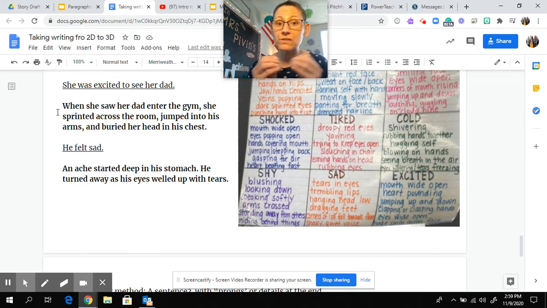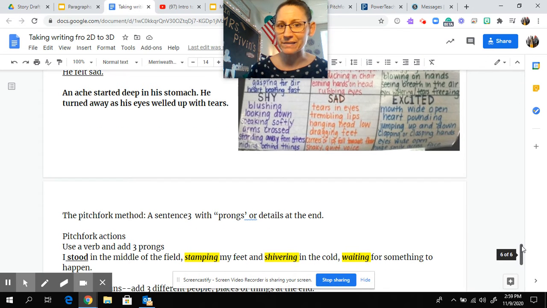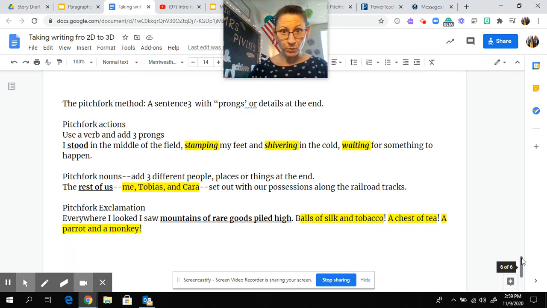The reader puts two and two together. That's what you want to do. As a reader, I want to see how an author cleverly describes things to me, rather than just spoon feeding things to me. Now we're going to watch a little video real quick about the pitchfork method, and then I'm going to have you try.